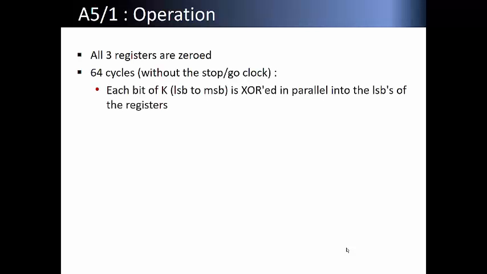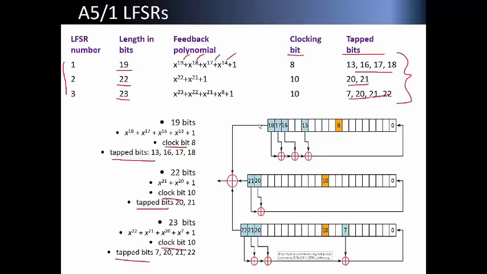So you need to look at the operation. All 3 registers are initially zeroed. So initially we put all zeros there. This is the index right now, right? These are the index. But the value inside here is a binary code, so ones or zeros. So initially all zero here, all zeros.